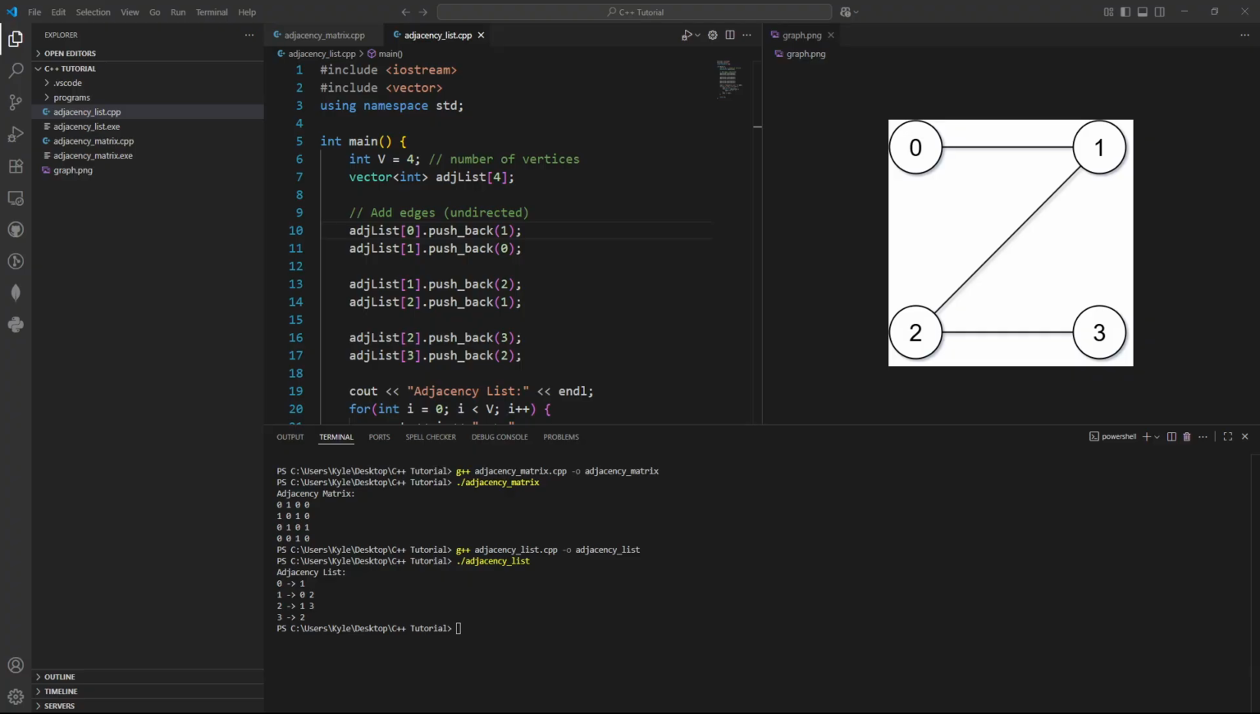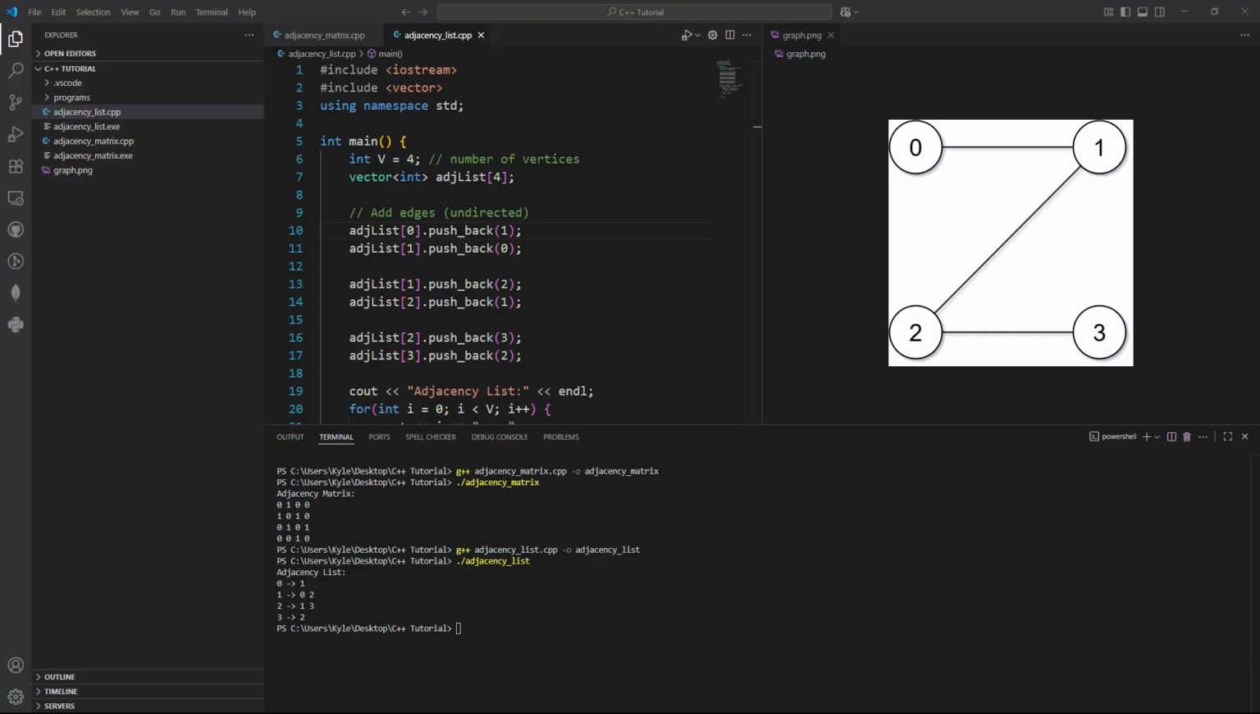Weighted graphs: sometimes edges have weights or costs. So, for example, in a road map, a weight could represent distance or travel time. This could be represented by an adjacency matrix with weights, meaning that non-zero values store the weight. Or it could also be represented by adjacency lists with pairs, so kind of a neighbor and weight mapping.